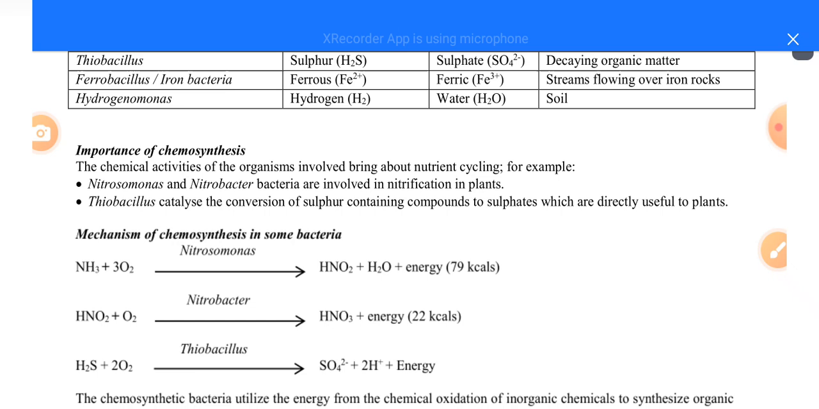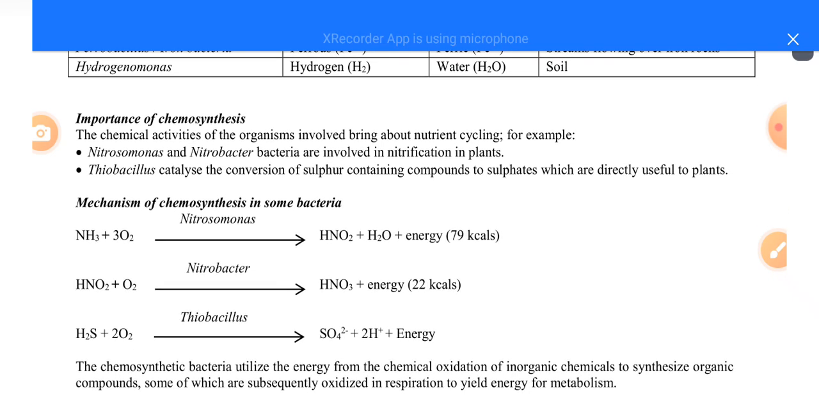Chemosynthesis. So the importance of chemosynthesis: we are saying that the chemical activities of the organisms involved bring about nutrient cycling. So the activity of those small bacteria, they recycle the nutrients into the what? Into the soil. In other words, they make these nutrients available for the what? For the plants. So for example, the Nitrosomonas and the Nitrobacter bacteria are involved in nitrification.